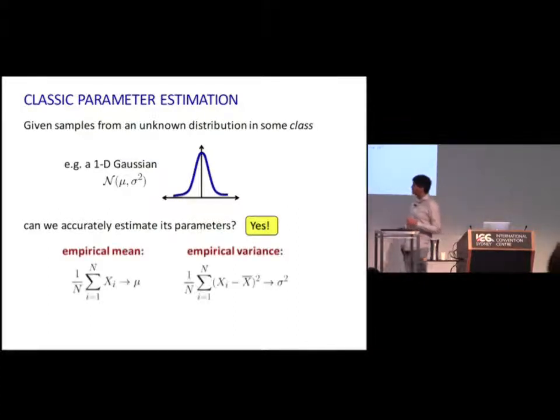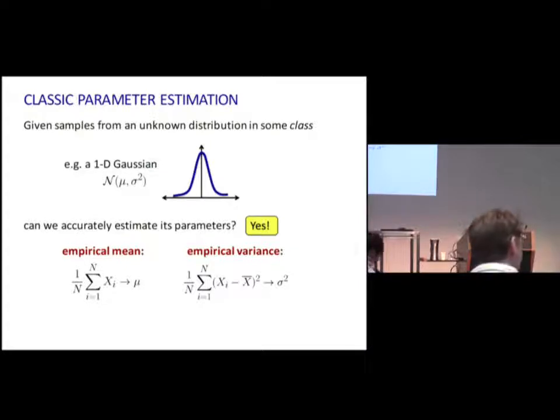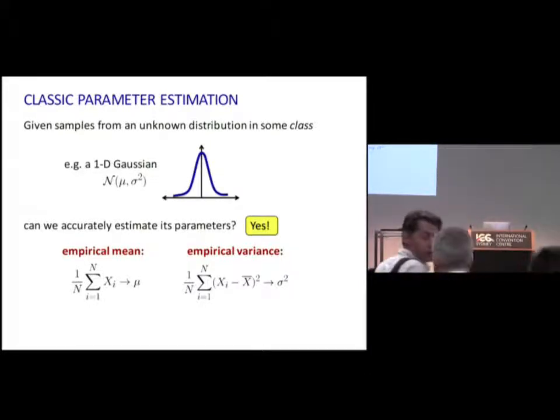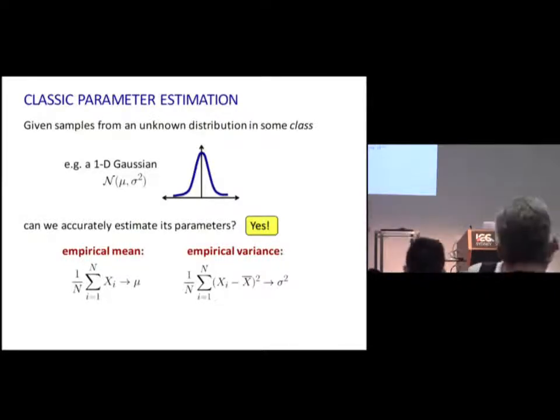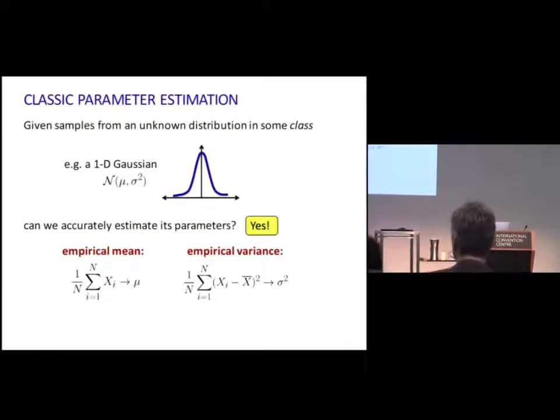All we have to do is use the empirical averages. If our samples really came from a one-dimensional Gaussian, we can take capital N samples, take the empirical mean, the average, and that's going to converge very quickly to the underlying parameter mu, the true mean we're looking for. In the same way, we can take the empirical variance, where we let x bar denote the empirical mean, and that's going to converge very quickly to sigma squared. So this is classic parameter estimation.